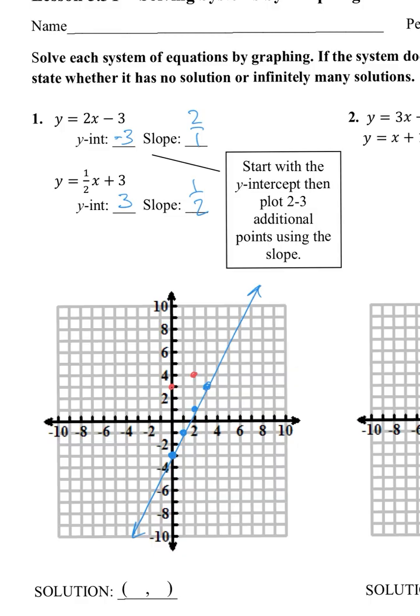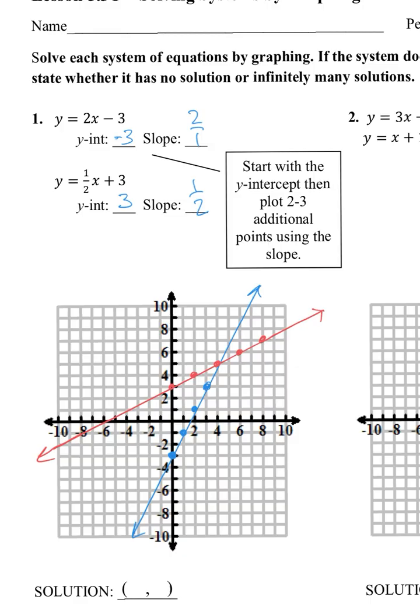So let's plot 2 more. Up 1 over 2. Up 1 over 2. And just for the heck of it, up 1 over 2. And I'm going to connect those dots. Now, what you might want to do is get yourself a ruler or some form of a straight edge and draw your line. But there's my second line.